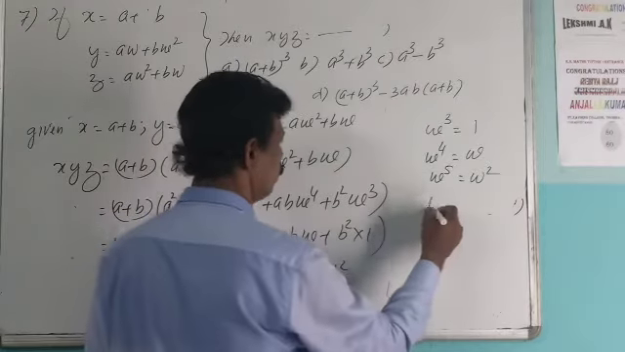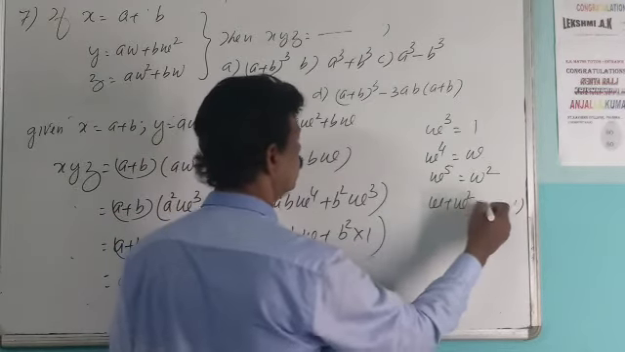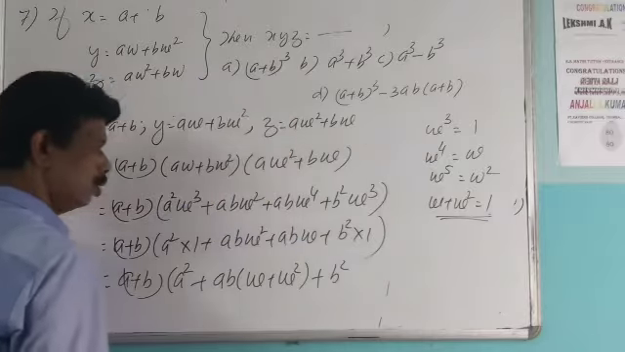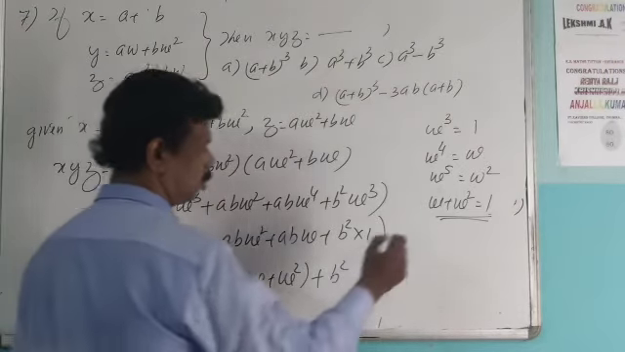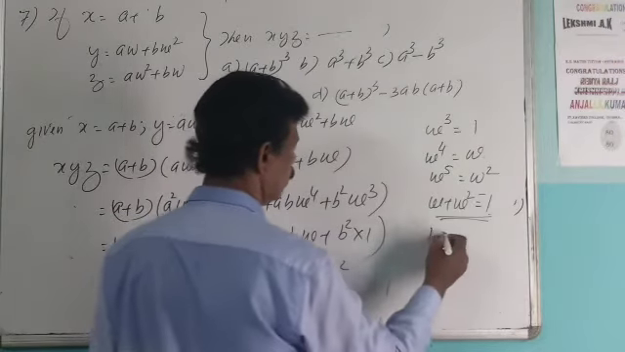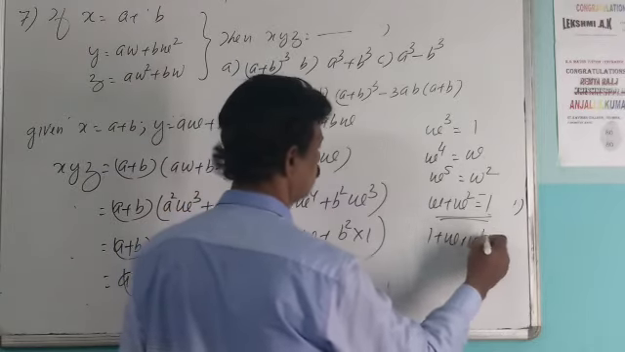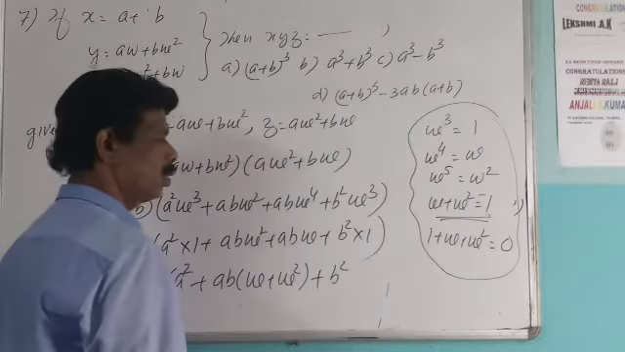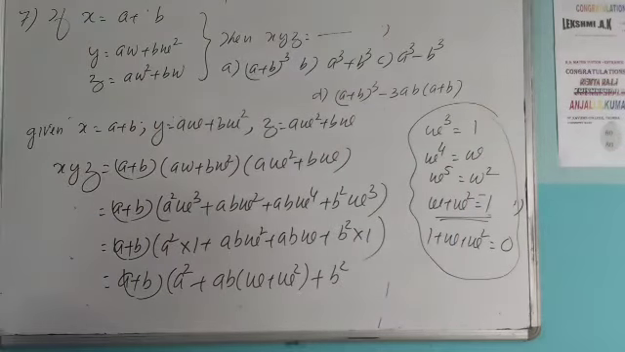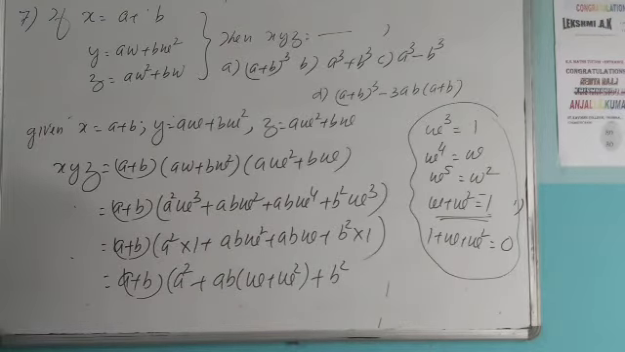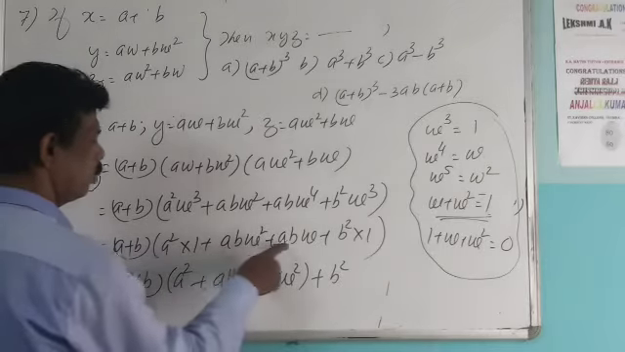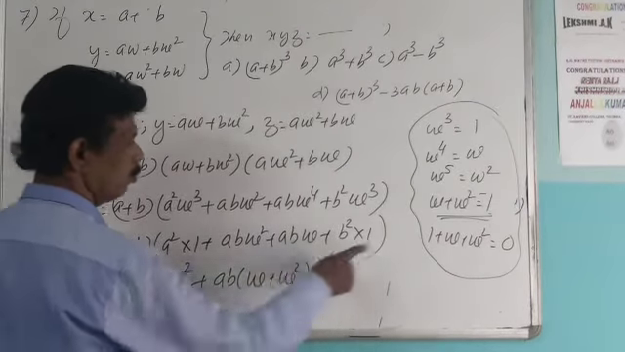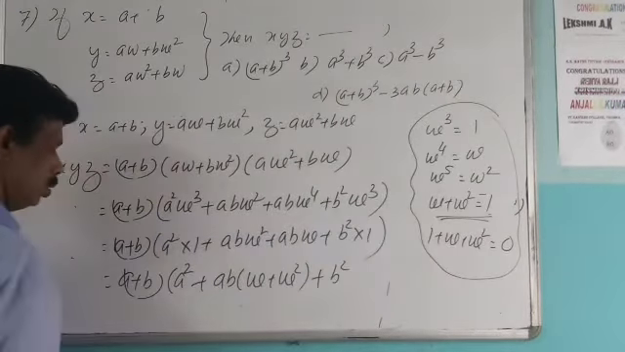We know that if ω is a cube root of unity, then 1 + ω + ω² is equal to 0, so ω + ω² equal to minus 1, or 1 + ω + ω² equal to 0, ω³ equal to 1, ω⁴ equal to ω, or ω⁵ equal to ω². Here we can take ab as common, then ω + ω² equal to minus 1.